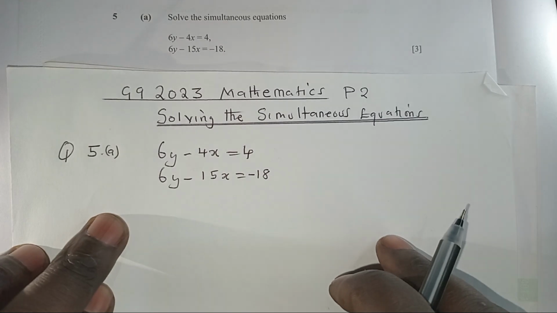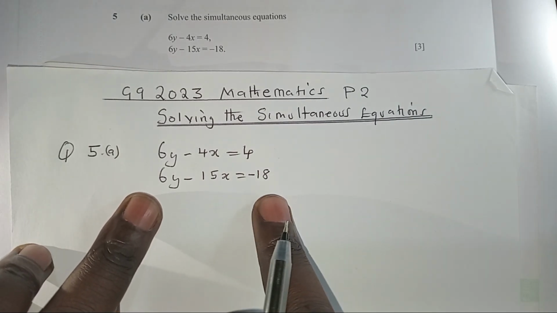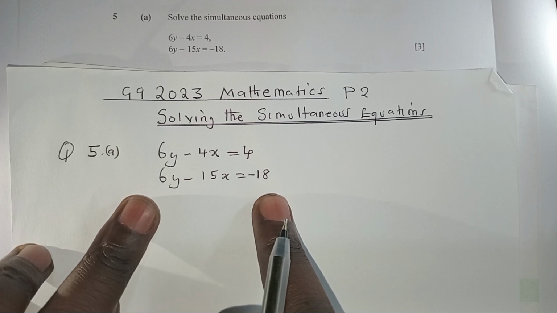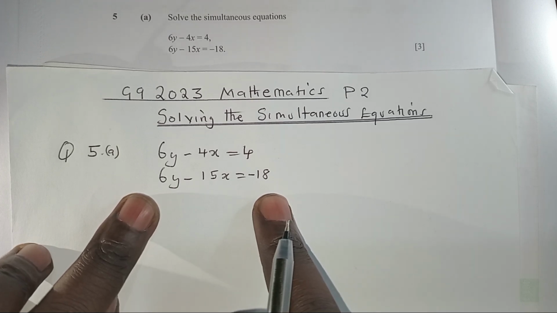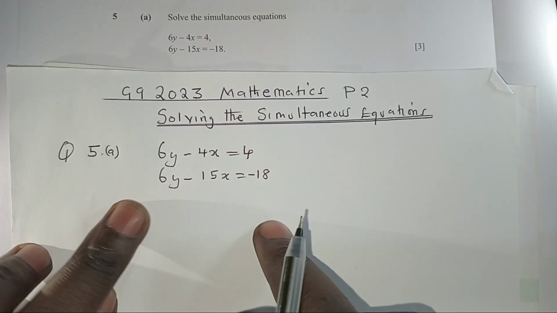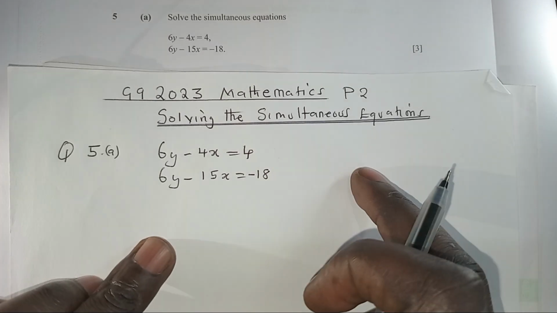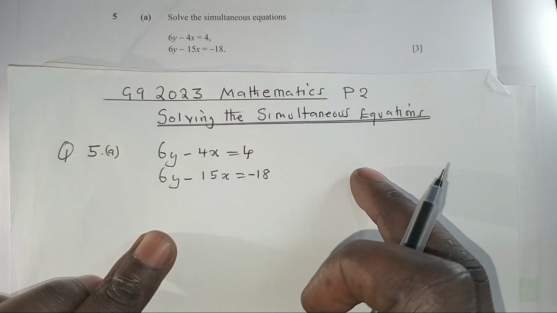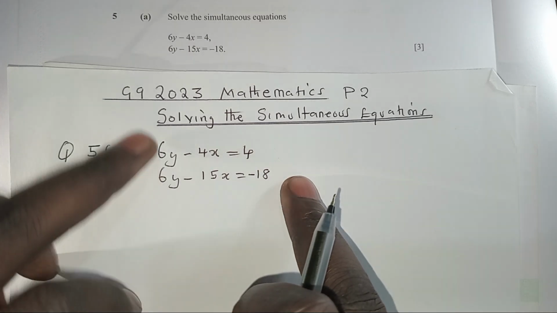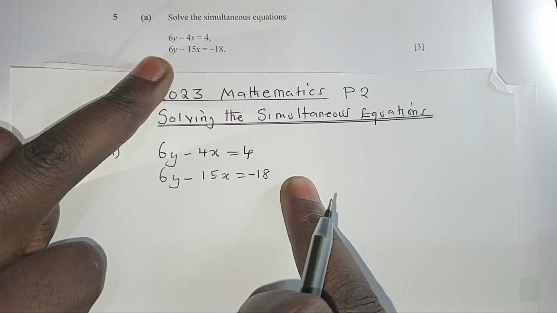There are different methods of solving simultaneous equations, such as the elimination method, substitution method, graphical method, Cramer's rule, and the matrix method. You can use any of these and the solution will still be the same. In our case, we are going to work out this simultaneous equation using the elimination method.